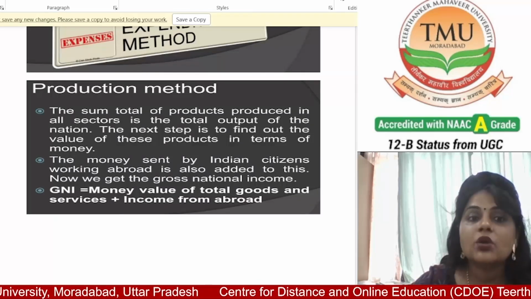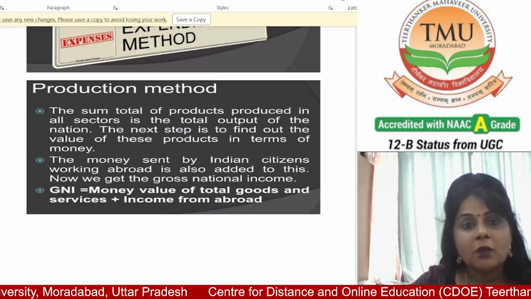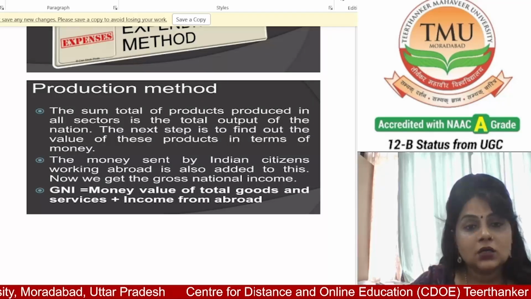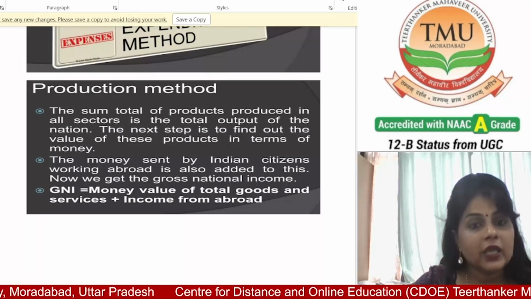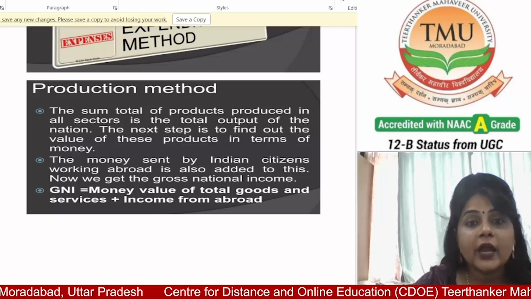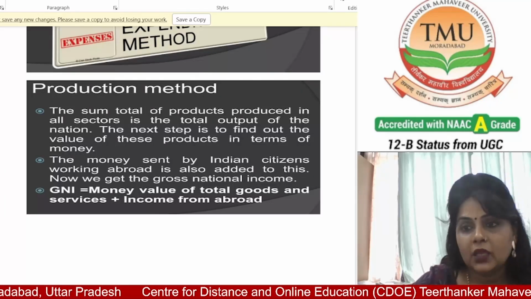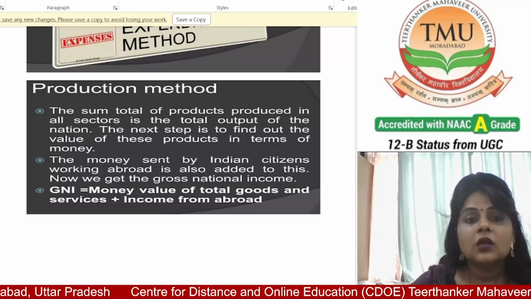GDP at market price includes domestic product at market price. So the summation of GVA, that is gross value added at market price, is equal to GDP at market price.